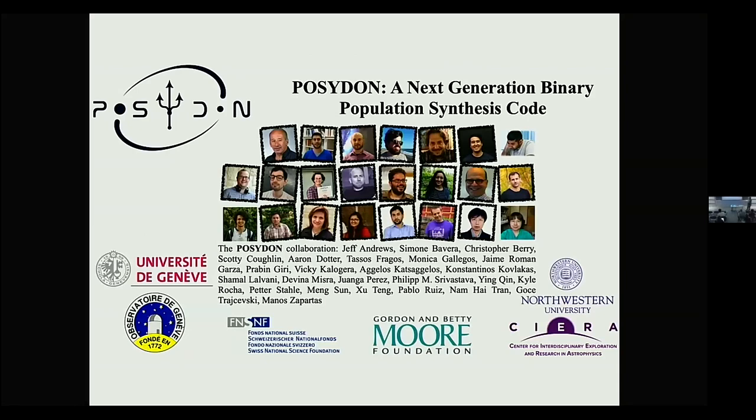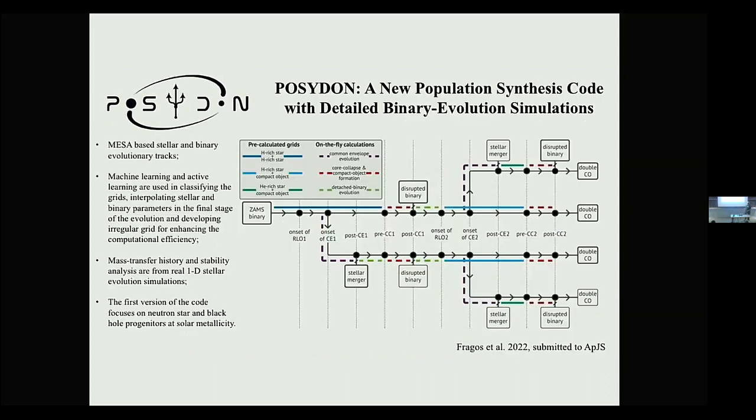Yeah, sure. Here I'm just trying to give a 1 minute introduction. I want to let you know we released a new code called Poseidon. This is a binary population code, which I compare with the other fast binary population codes. This code is based on MESA simulations, so instead of using fitting functions or analytical equations describing the core mass or the mass transfer history or mass transfer stability.